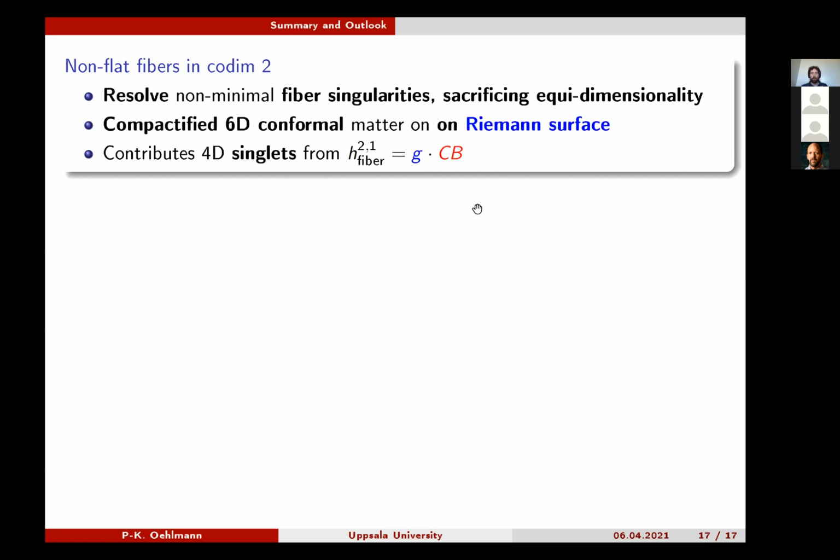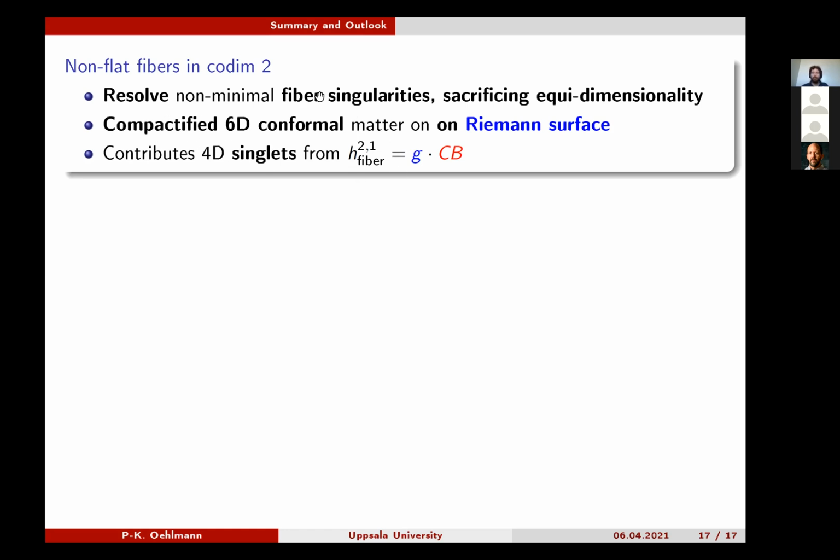So this already brings me to my conclusion. So what do we have? We have non-flat fibers in codimension 2. I hoped I could convince you that this is just a very nice way of resolving Calabi-Yau threefolds with such non-minimal singularities, and I can use them without changing the base. But I simply need to sacrifice the equidimensionality of my elliptic fiber, so something has to go.